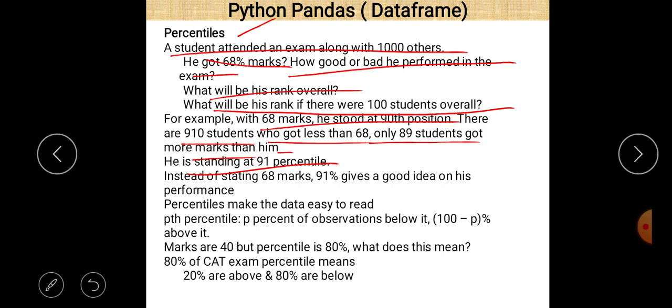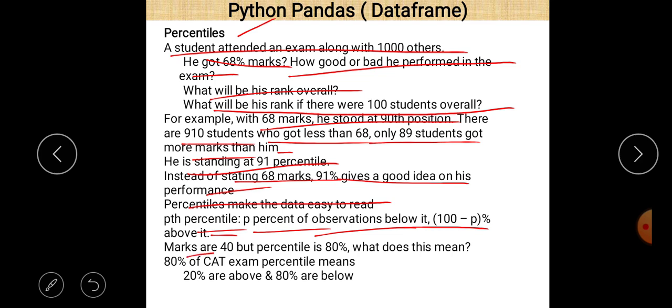It gives us a clear-cut idea about how good or bad certain marks are, because these marks are compared to other students' scores or marks in that case. So that is the use of percentile. So now instead of saying 68% marks, 91 percentile gives a good idea of the performance. Okay, so percentile makes the data easy to read. Pth percentile means p percent of the observations are below it, 100 minus p percent above it. So marks are 40 but percentile is 80%.